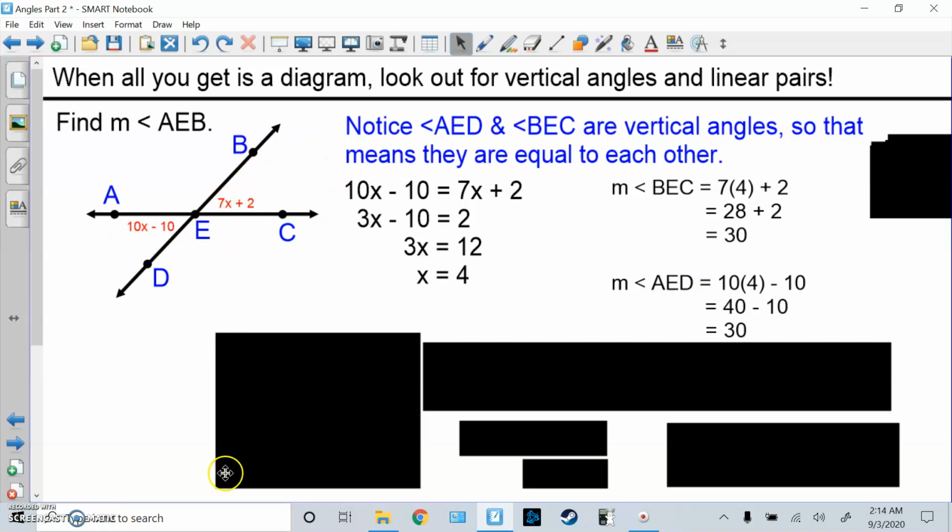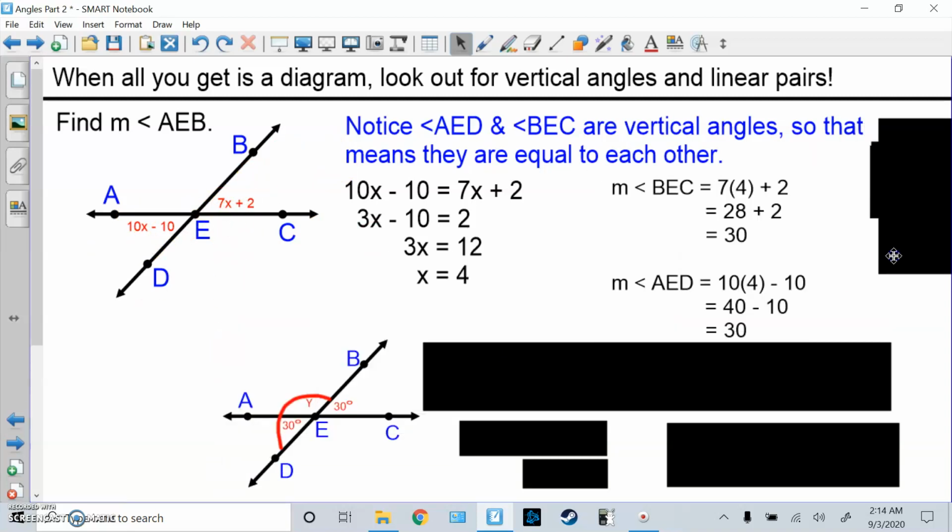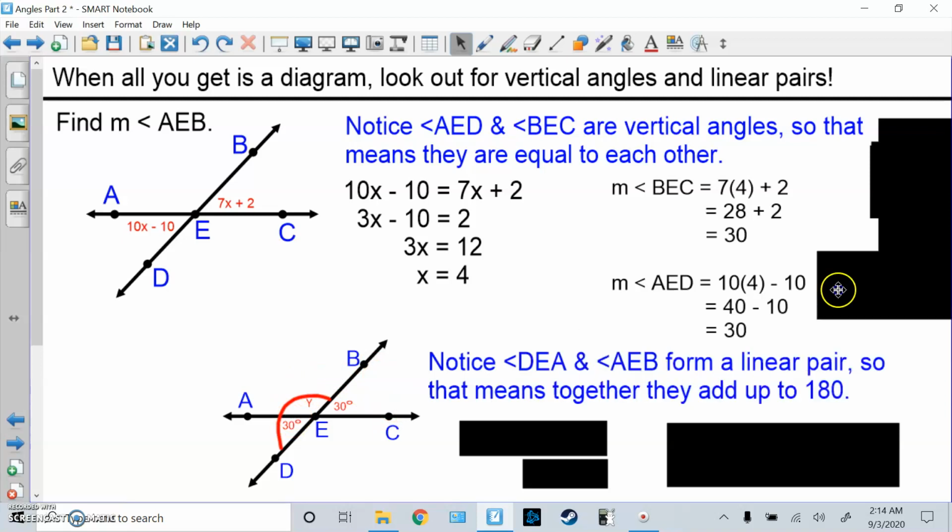Alright, now I'm going to redraw the picture with those numbers. Might make it easier. So instead of 7x plus 2, I put 30 here, and I put 30 here. And let's call this missing angle that we want y. I can't call it x because x is 4. Alright, here, after I find vertical angles, I look for linear pairs. I know this makes a linear pair, so I drew the line. Or maybe I could do this one makes a linear pair. It's your choice, it doesn't matter. But let's just do the bottom half.